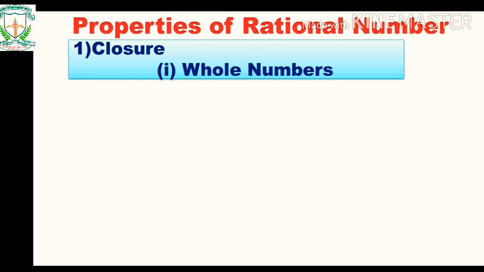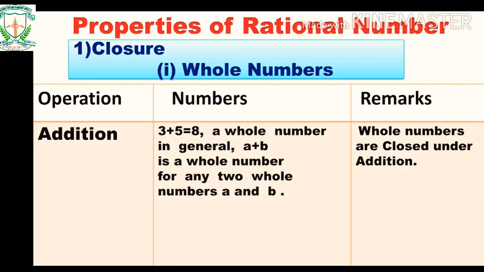Closure means a set that is closed under an operation or collection of operations is said to satisfy a closure property. Let me repeat once again. Closure means a set that is closed under an operation or collection of operations is said to satisfy a closure property. Look at the closure property, the first case in terms of addition.